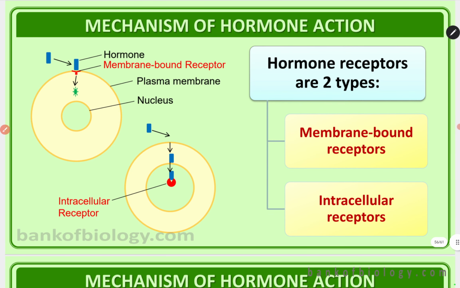Hormone receptors are of two types. One is membrane bound receptors and the other is intracellular receptors. Here you can see membrane bound receptors, where the hormone is bound in the plasma membrane, and then coming to the nucleus, intracellular receptors, where it comes directly inside the nucleus.